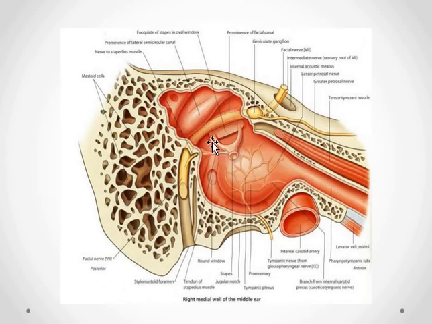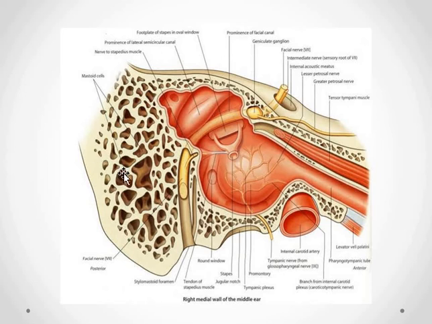So here is a diagram of the middle ear. This is the promontory, this is the tympanic plexus, this is the stapes footplate, this is the pyramidal process, this is the stapedius muscle, this is the Eustachian tube, this is the tensor tympani muscle, and this is the facial nerve. You can see the facial nerve come here. This is the first genu, this is the second genu, genu is the turn. This is the horizontal portion, this is the vertical portion, and here it exits from the stylomastoid foramen.